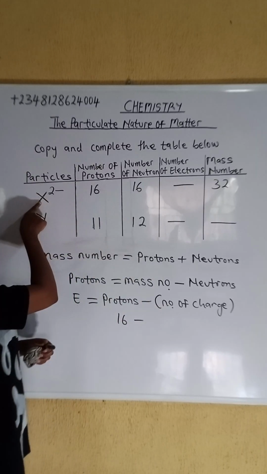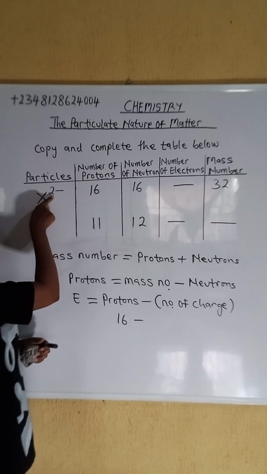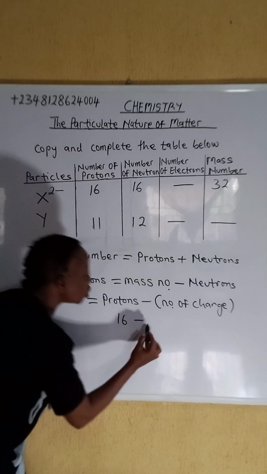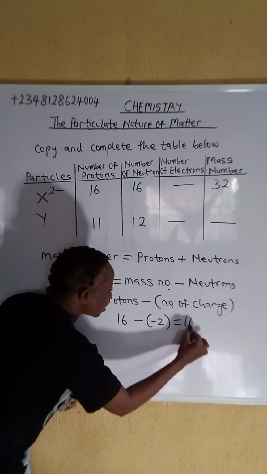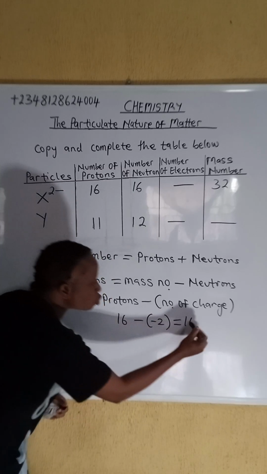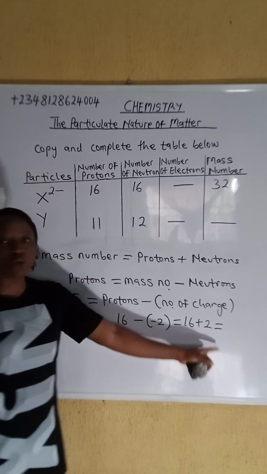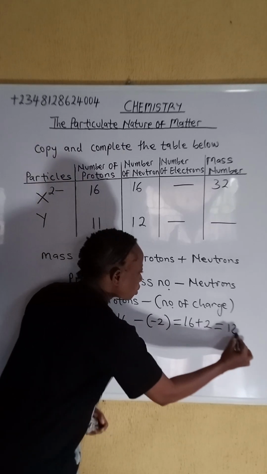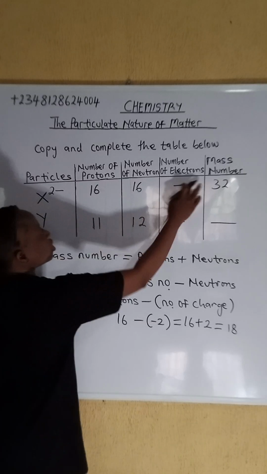So this particle carries minus 2 charge. The charge on the particle is minus 2. So that will be minus 2, which is equal to 16. Minus times minus will give you plus 2. So 16 plus 2 will give you 18. So the number of electrons equal to 18.